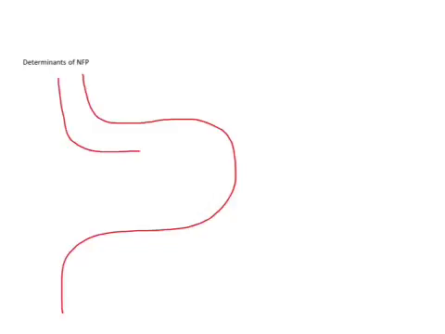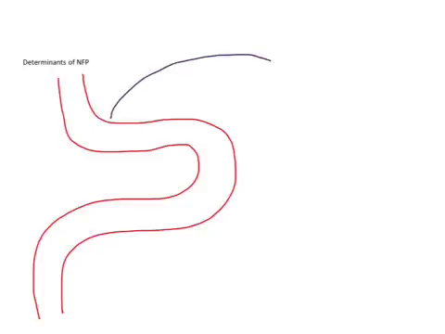So in the determinants of net filtration pressure, I want to make a little cartoon drawing for you and take a few minutes to explain these concepts to you. So I'm going to draw a vessel, and I'm going to make it big enough so I can draw stuff inside of it. Then I'm going to surround the vessel by the glomerulus, or Bowman's capsule, which is the same thing, so it looks like this.